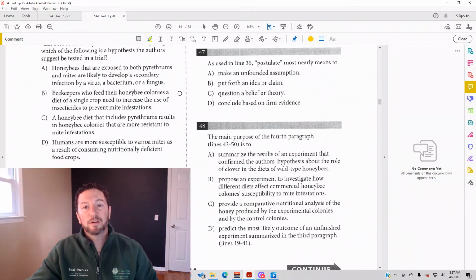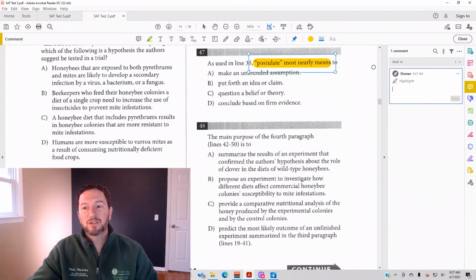My name is Paul Pasolka, Ivy Masters Learning Center and ivymasters.com. And today we're going to look at Test 3, Section 1, number 47, which reads, as used in line 35, postulate most nearly means to what?